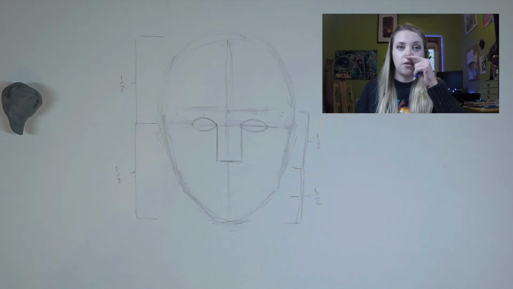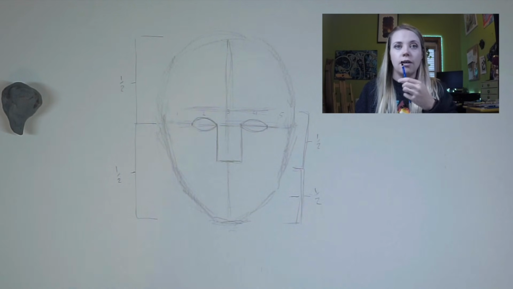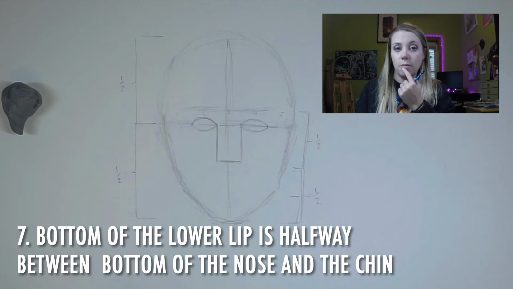All right. Then from here, we need to figure out the mouth. So if I were to measure from the bottom of my nose, right at the base here, down, if I measure to the bottom of my lower lip, it's halfway. So not the middle of my mouth, but the bottom.